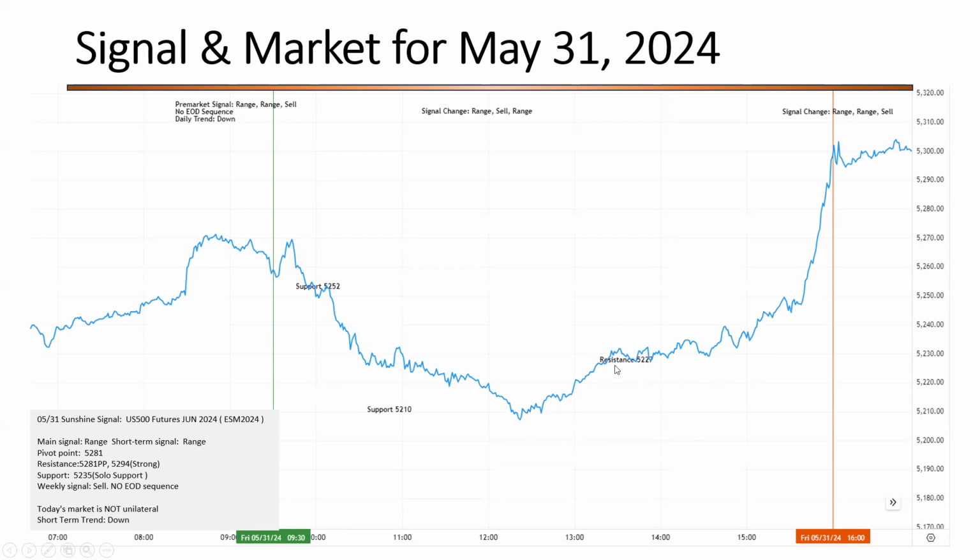Then once it got through 52.35, the short covering started. Friday afternoon, sometimes that happens, short covering started, and it pushed it back up to the 53.00 level.